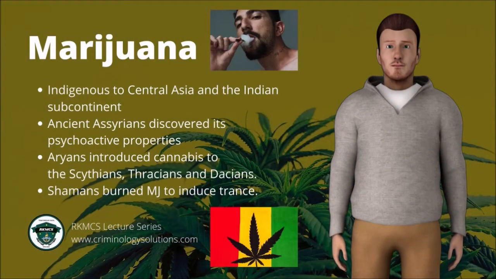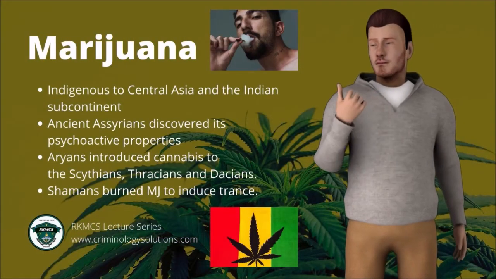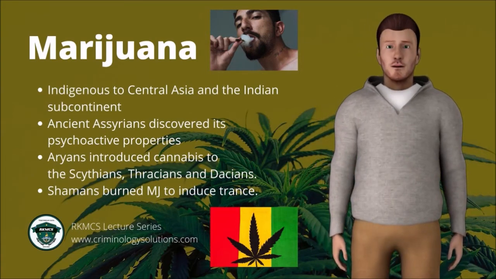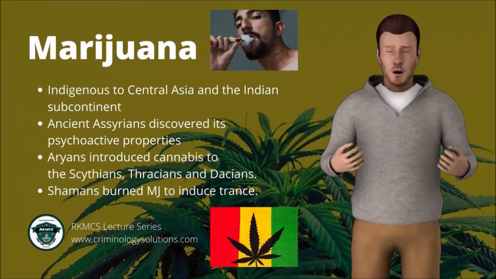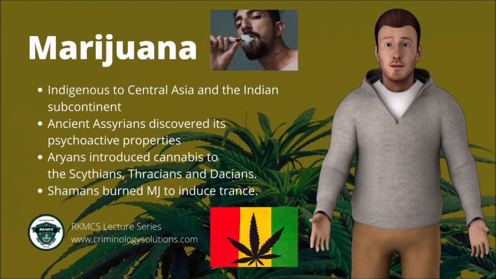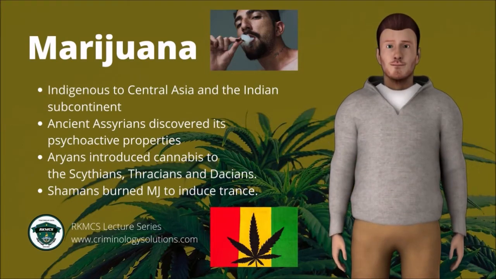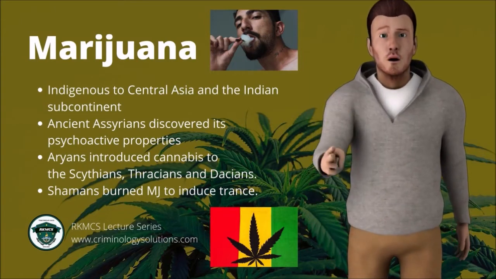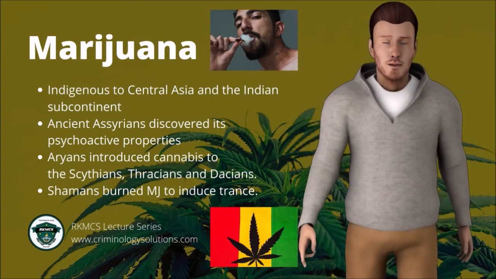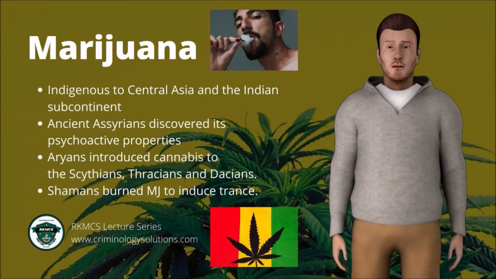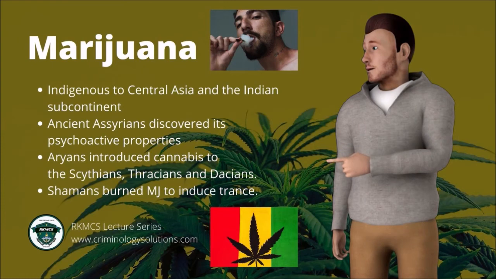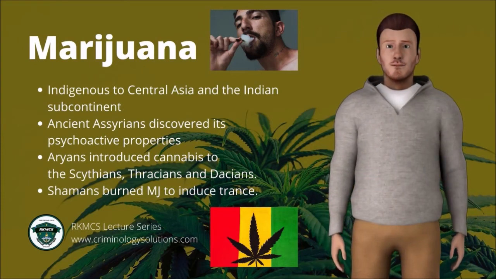Historically, marijuana has been ingrained in many cultures of the world. It was found that cannabis is indigenous to Central Asia and the Indian subcontinent. Cannabis was also known to the ancient Assyrians, who discovered its psychoactive properties through the Aryans. Its first use was found to be in some religious ceremonies. The Aryans called it kanubu, meaning way to produce smoke. Then, the Aryans introduced cannabis to the Scythians, Thracians and Dacians, whose shamans burned cannabis flowers to induce trance.